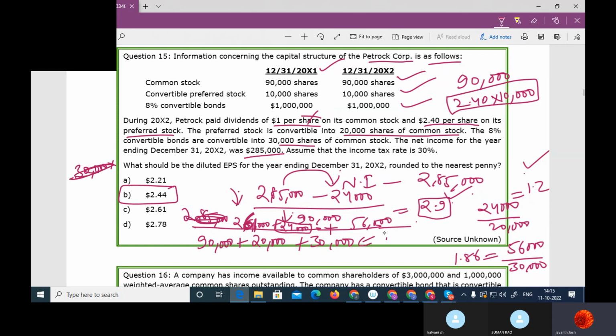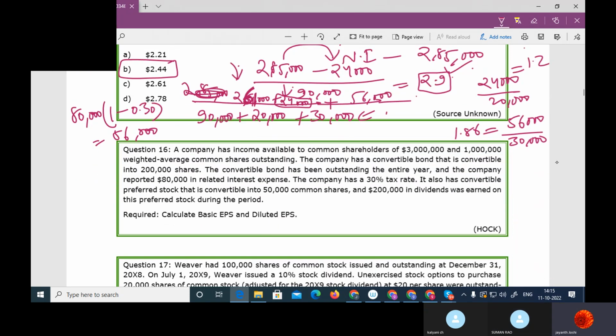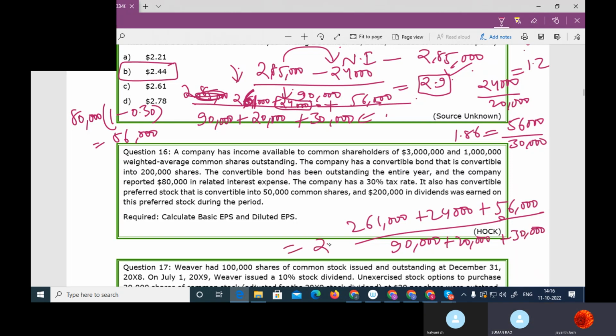So I wrote 30,000 in the denominator, and in the numerator, 8% of 10 lakhs is 80,000. I have to remove tax, so I get 56,000. That 56,000 I took in the numerator. So 2,61,000 plus 24,000 preferred stock dividends, plus 56,000 interest, divided by outstanding shares 90,000 plus 20,000 preferred stock plus 30,000 bonds converted into equity. I'll get 2.44, 2.4 something. You can do it step by step, or you can do it this way also.